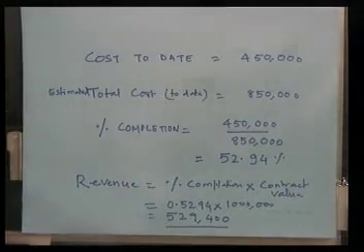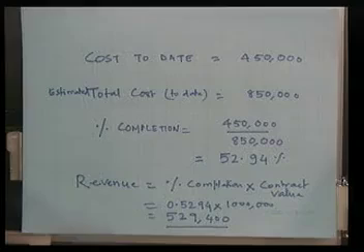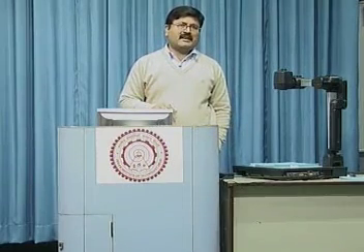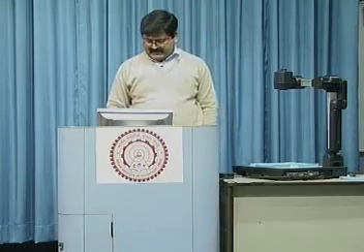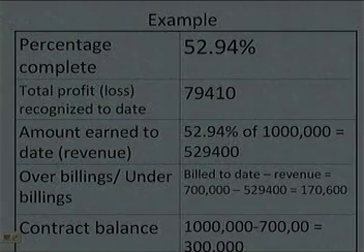Right? Now, what we do from here onwards is we try to forecast our estimated profit or loss at this point of time. If you look at this, it is shown in this particular slide. Total profit that would be recognized at this particular point of time would be equal to 79,410.